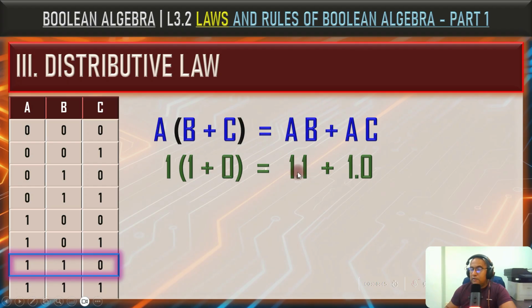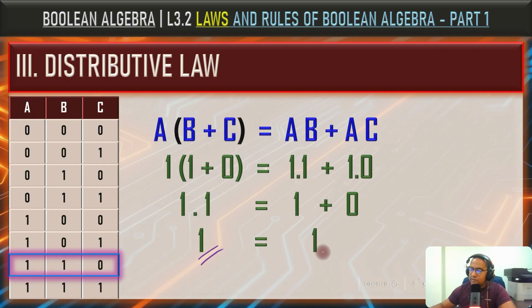On the right side, 1 times 1 and 1 times 0, like this. Now, 1 times 1 is 1, and 1 plus 0 is 1. Again, both expressions produce the same result for both sides.